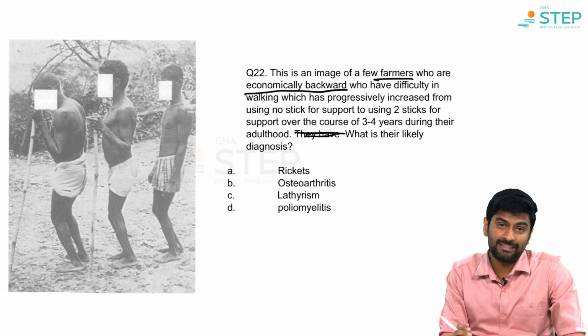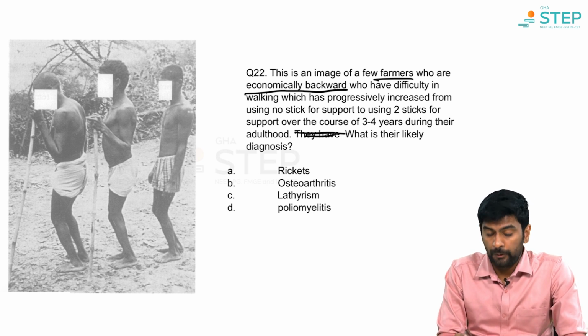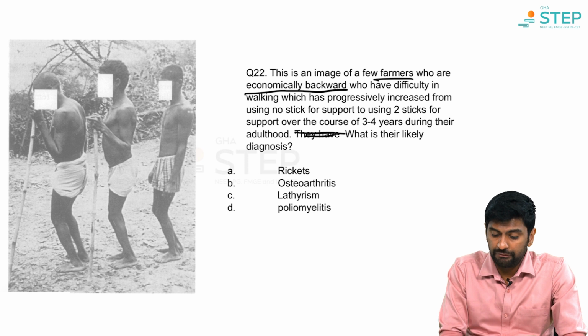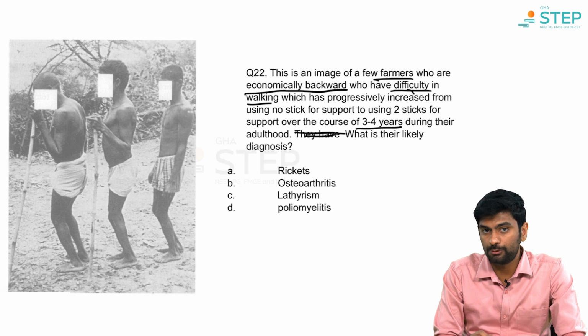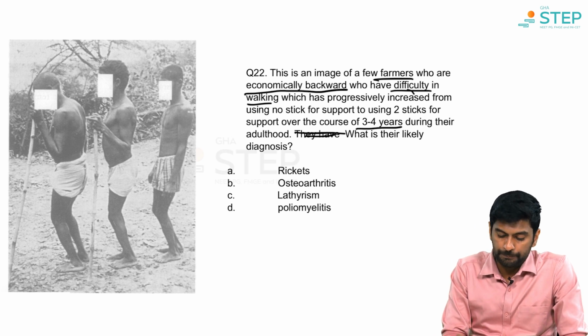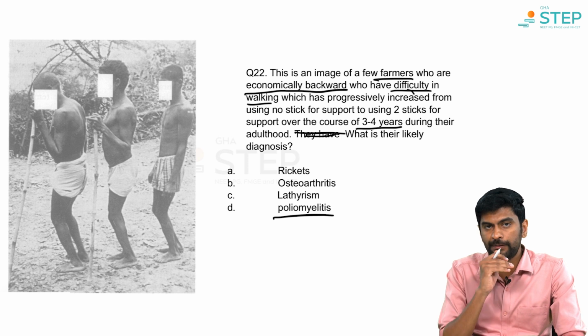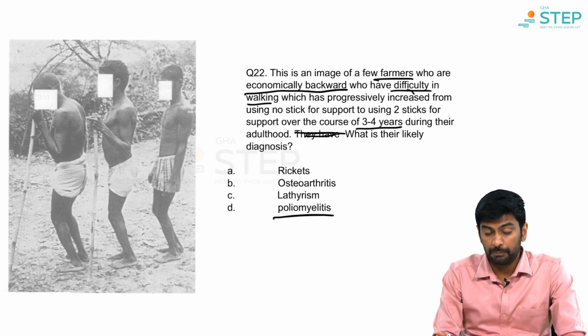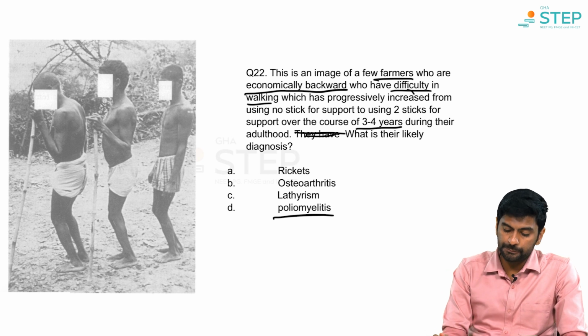That means they don't have access to very good food or medical services. They have difficulty in walking. That has been of a recent onset of 3 to 4 years, and it's during the course of their adulthood. Okay, so poliomyelitis is usually a childhood onset disease, and it would be progressively increasing, and there would be permanent disability here in that case.